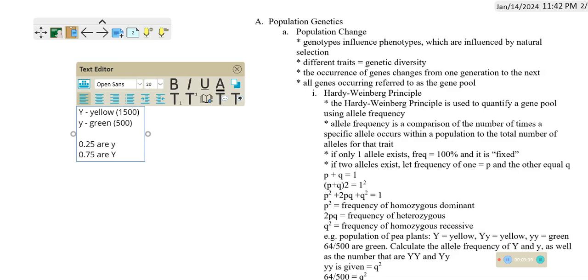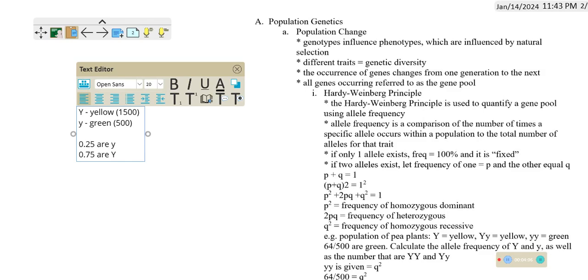But obviously, just because there's one yellow allele doesn't mean that there can't be two. In fact, you could imagine a way where all of the pea plants are either homozygous yellow or heterozygous, and there's no green peas at all. But again, that's also not very likely. And this is what Hardy and Weinberg actually looked at.